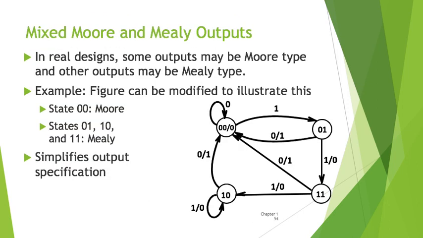Here it tells us that sometimes we can mix between Moore and Mealy. We can know that this is Moore because the output is inside the circle, and all of these are considered Mealy. I think we need to change the color so we can differentiate. So all those are Mealy type because the output is in the transition arc.